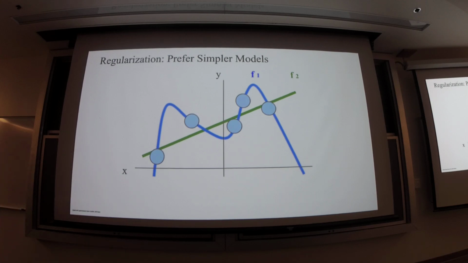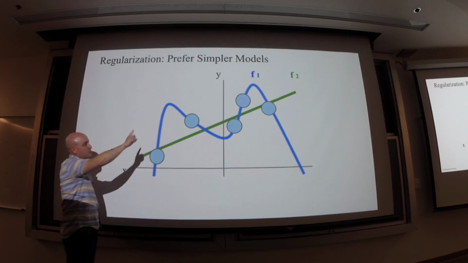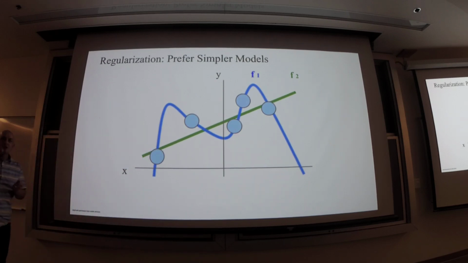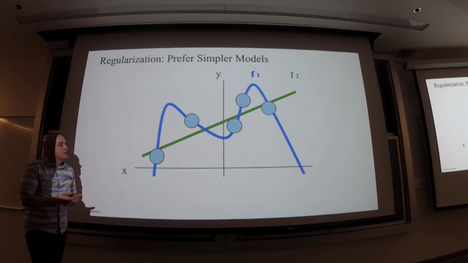So oftentimes, if you're fitting these polynomials, you'll see that the coefficients of these polynomials get larger and larger to fit more and more curvy things. But if you force those coefficients of the polynomial to be small, you get far smoother or less bumpy behavior, and that usually generalizes better.